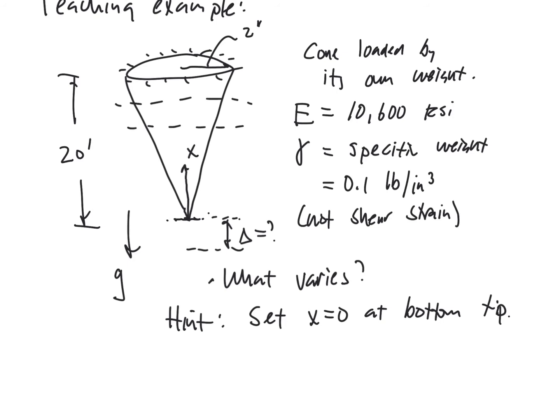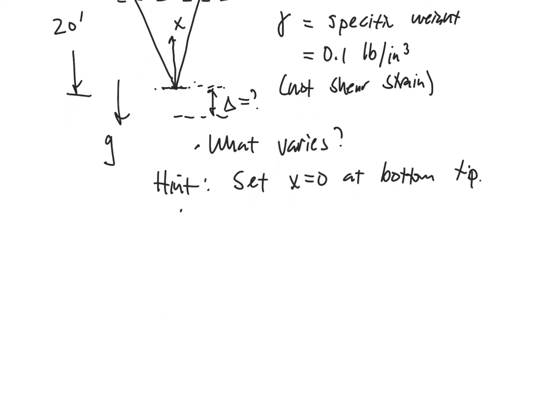First off, the cross-sectional area of that bar is going to get bigger. It's 0 at the bottom, and it's pi r squared at the top. So clearly, the area changes. We'll say A is a function of X. How about E? Well, in this case, E is a constant, so we don't have to worry about that one.